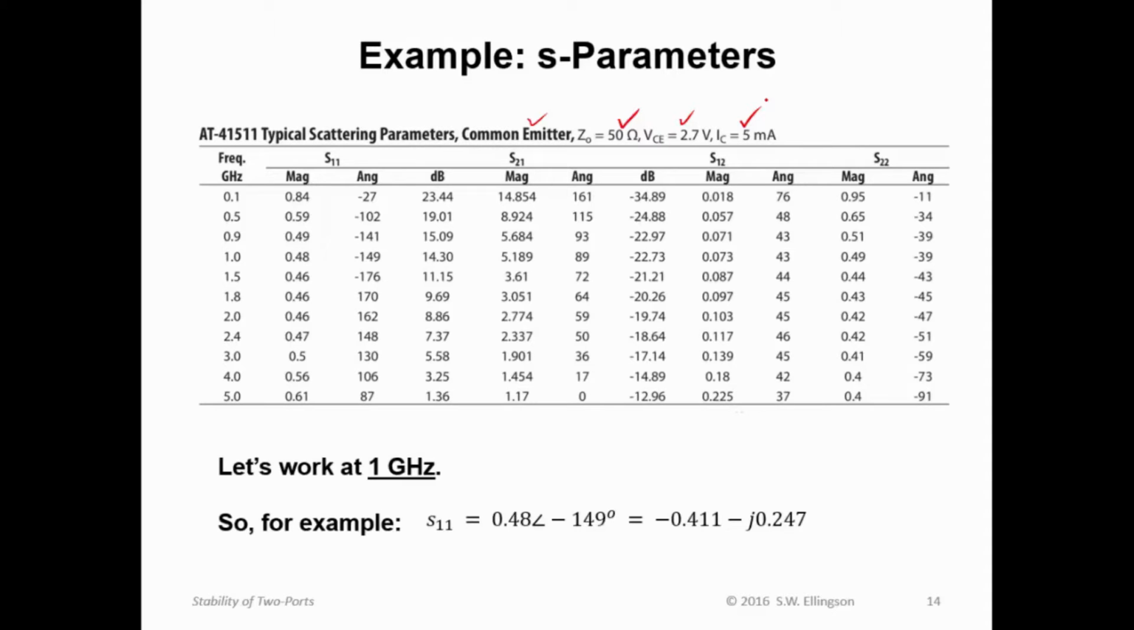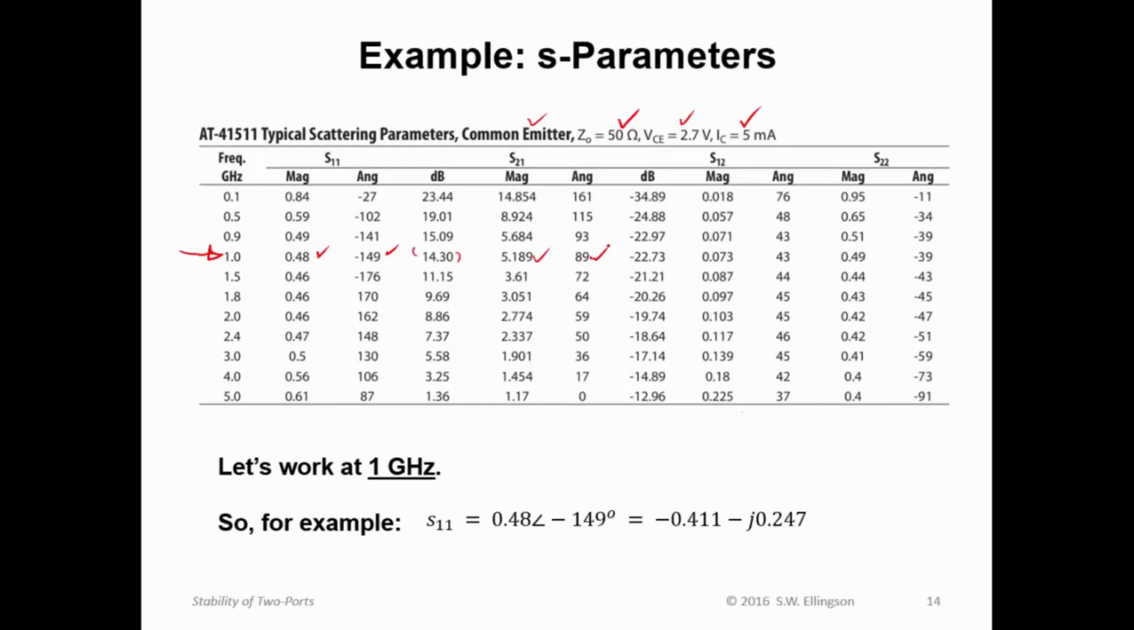Let's work at 1 gigahertz. So 1 gigahertz in this table is right here. It's this line right here. And we see that the table gives us the magnitude and the phase of S11. We see the magnitude and phase of S21 and so on for the 4 S parameters.